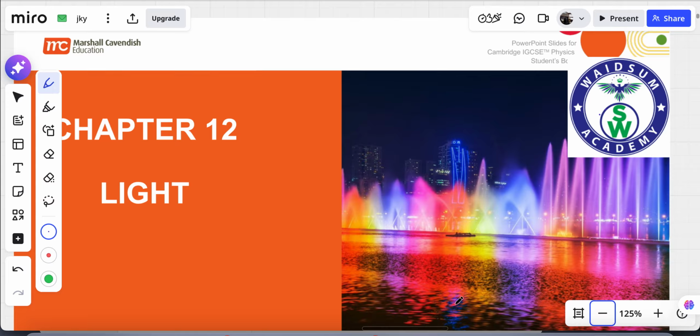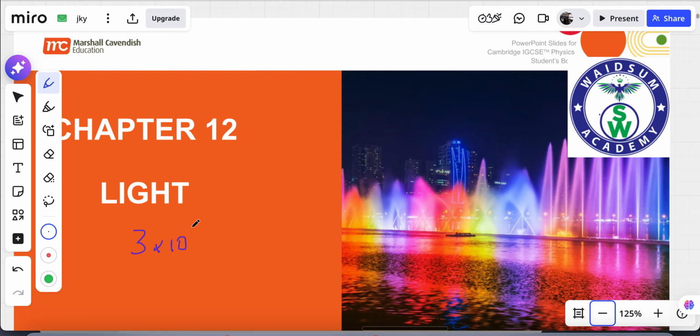Light is a natural phenomenon. It's the fastest phenomenon created by Almighty God that we know of as of today. It's the fastest thing on earth. Nothing travels faster than light. The speed of light is about 3 times 10 to the power of 8 meters per second.